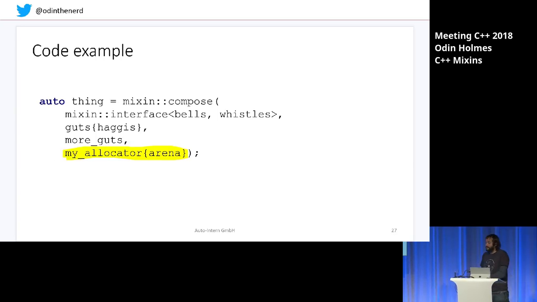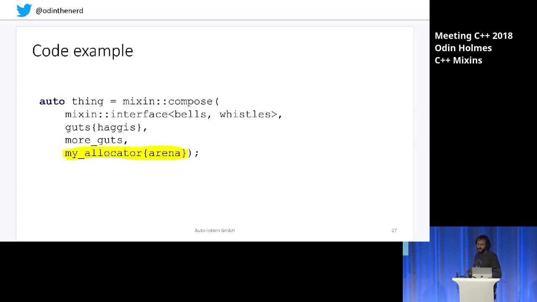I can also have a lot more flexibility than I might have in policy-based class design, because I can just randomly add optional stuff, right? I mean, maybe Guts or MoreGuts might need an allocator, and they're using the default one unless I provide them an allocator, and suddenly all the glue code changes, right? Magic of TMP.